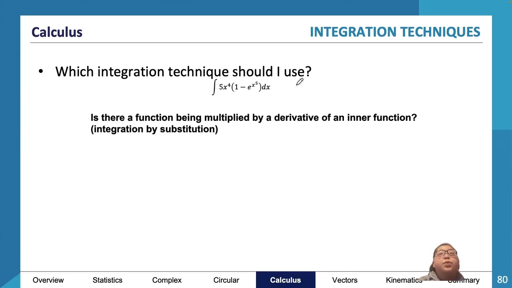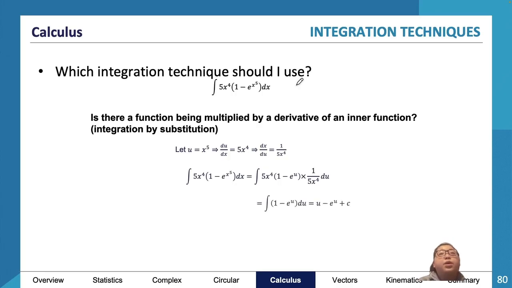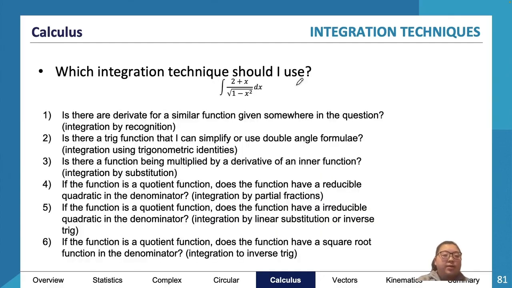Good. So what we want to do is we can kind of put that in. So we'll say that u equals x to the power 5, so du/dx equals 5x to the power 4, and then we can substitute that in to get our function. We'll put that in to get it in terms of du, and we'll just end up with the integral of 1 minus e to the power of u du, which just integrates to u minus e^u plus c, and then we can substitute x back, so it will just be x to the power of 5 minus e to the power of x to the power of 5, and then plus c at the end. Good.